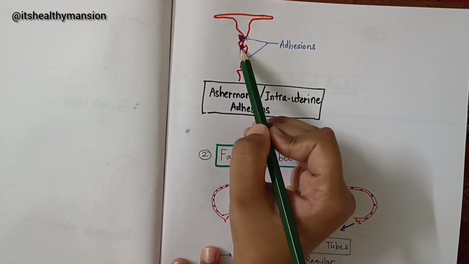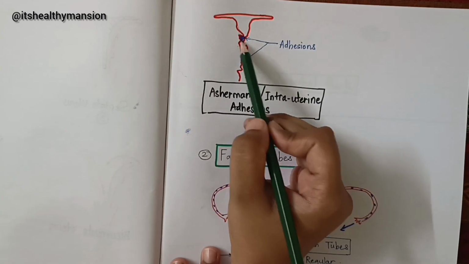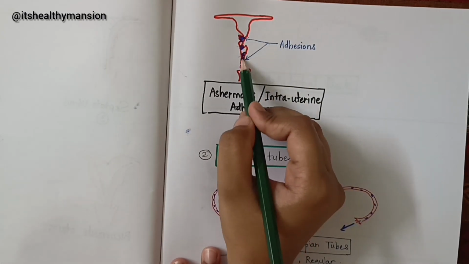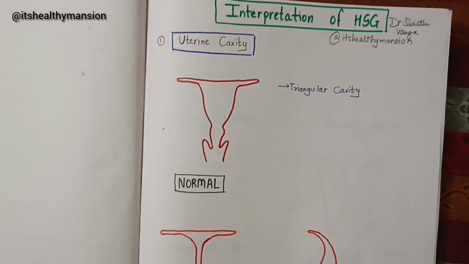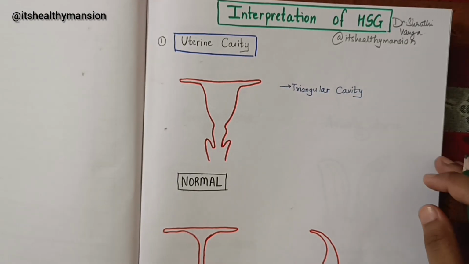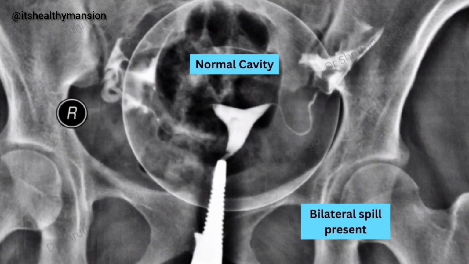It may get adhesed, which means it may get attached, stuck together. Let's see the HSG films all together and let's interpret. So let's begin with the HSG film. Here, this is the normal uterine cavity, and you may see there is a bilateral spill present, that is, the spillage from both fallopian tubes, right and left, is positive.